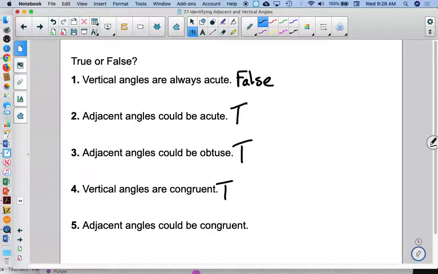We got a split on this one. Think about this. If I had a straight line, if this is A, B, C, is it adjacent to CBD? Are these two angles adjacent to each other? Yes. Could they be congruent? Yes. They could both be a 90-degree angle, couldn't they? So this would also have to be true. The operative word there is could. Not that they always will be, but it's possible. Okay?